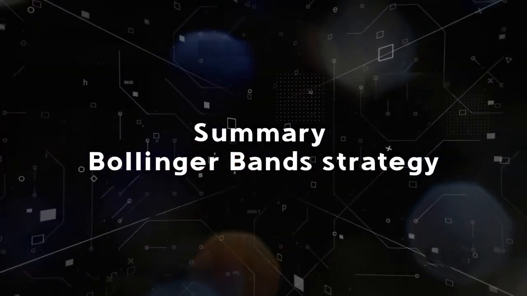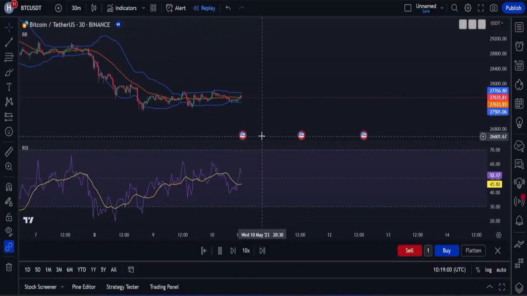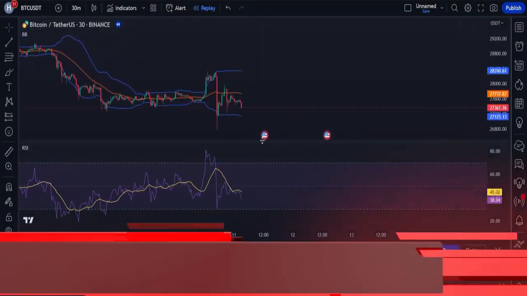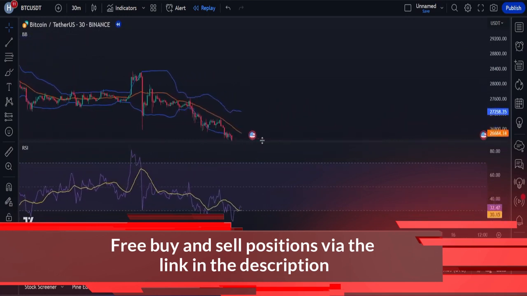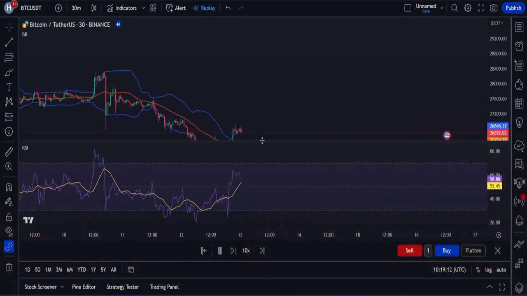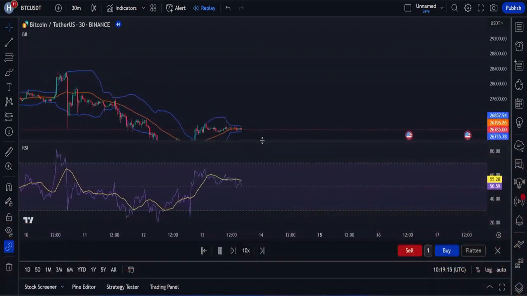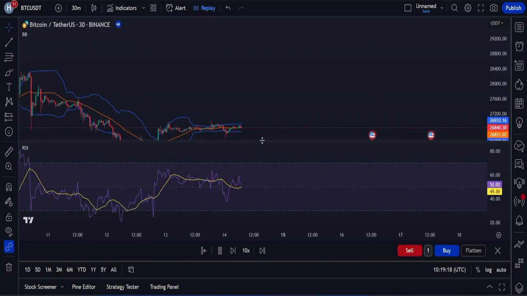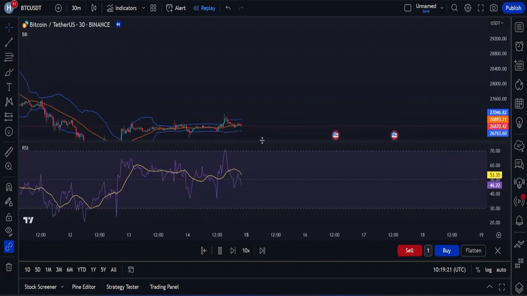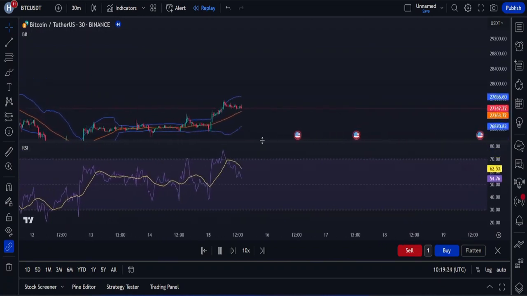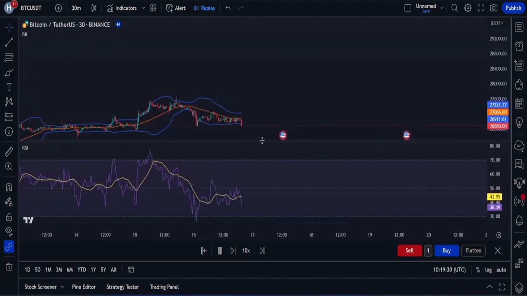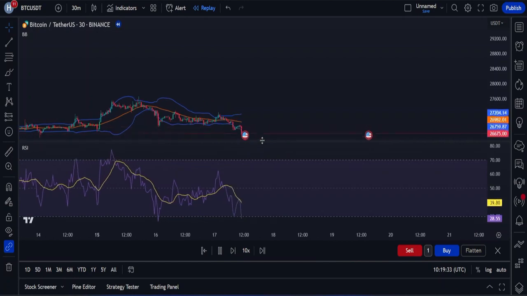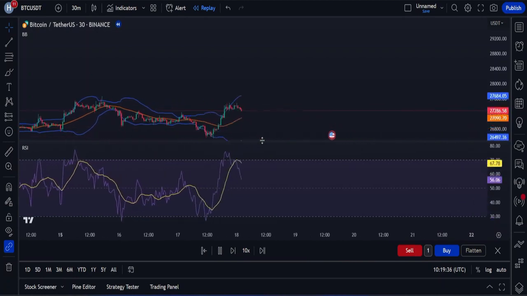Bollinger Band Strategy Summary. Overall, this strategy is suitable for traders of all levels. It offers clear entry and exit signals, paving the way for profitable trade. By setting up the Bollinger Bands with specific parameters and incorporating the RSI, we aim to capitalize on mean reversion, entering buy trades when the price falls below the lower Bollinger Band and the RSI drops below 30, and sell trades when the price exceeds the upper Bollinger Band and RSI surpasses the 75 mark.